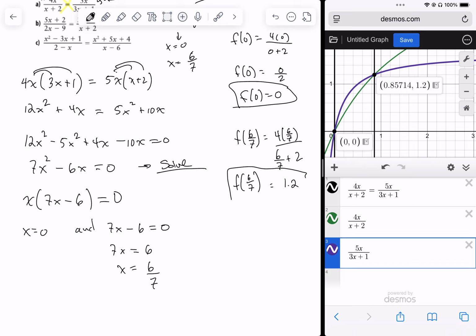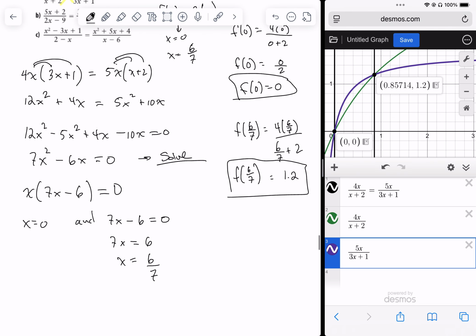Okay, so there you go. There's the algebra that matches the graphical representation. The algebra is what we're going to actually ask you to do during the test because we don't have access to the Desmos. So there you go.